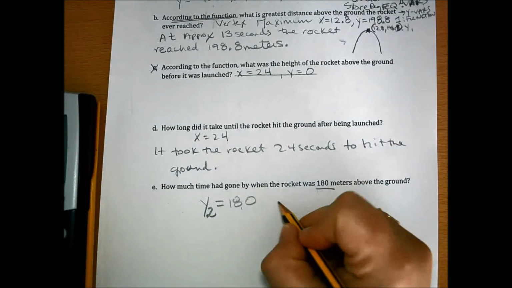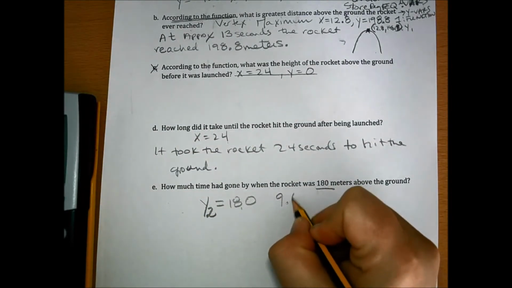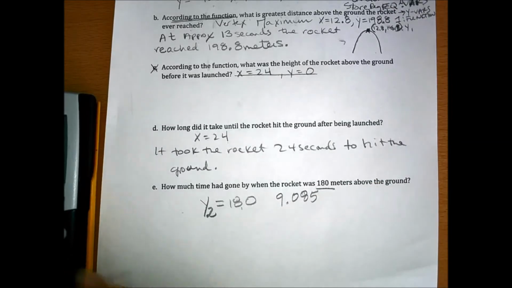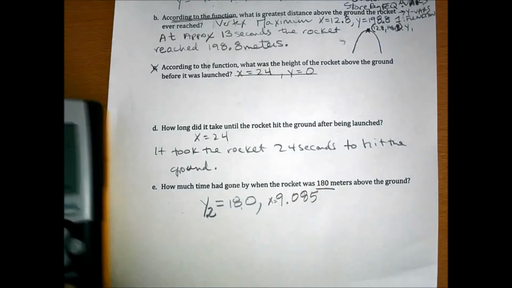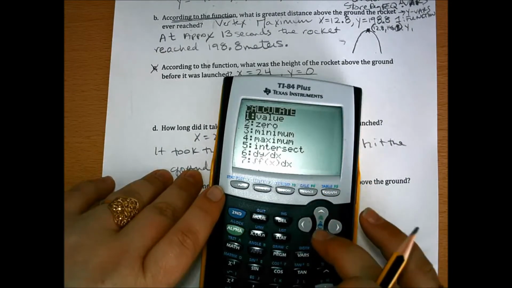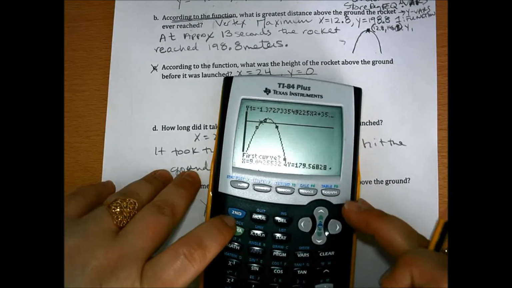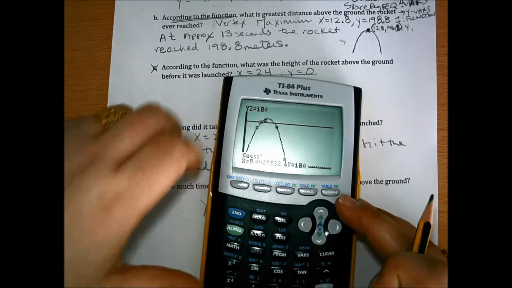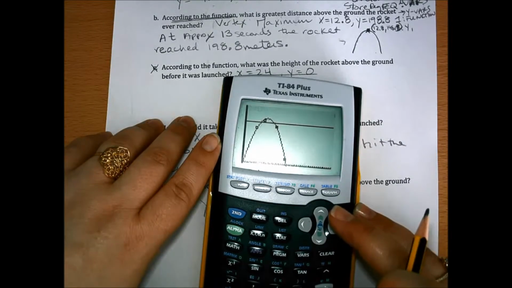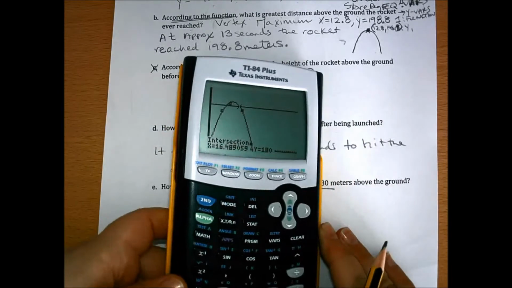I'm just going to record this data and I'm going to interpret it later. Okay, so x equals that. And now I'm going to find my second intersection. So second trace, intersect, first curve is that, second curve is that. I'm going to go over to my second intersection, hit enter, and that's going to be 16.49.